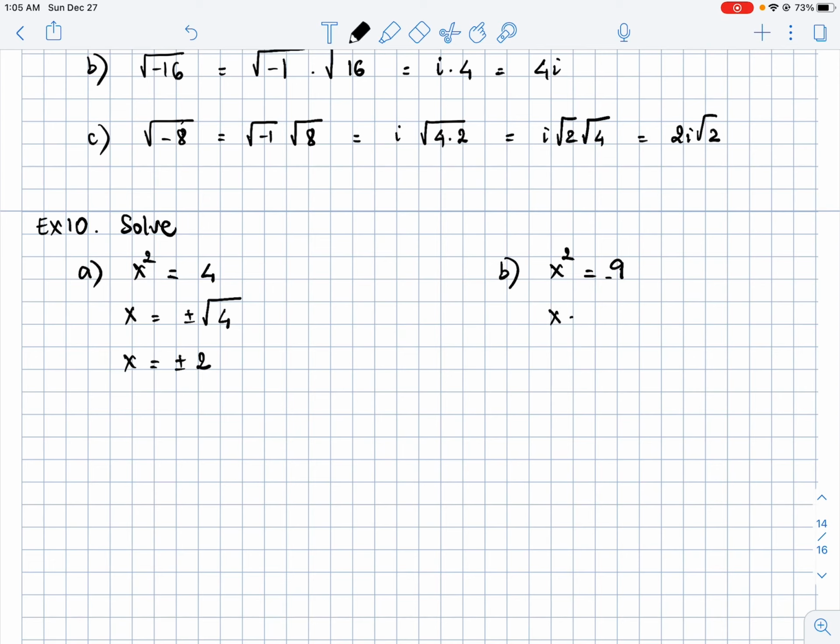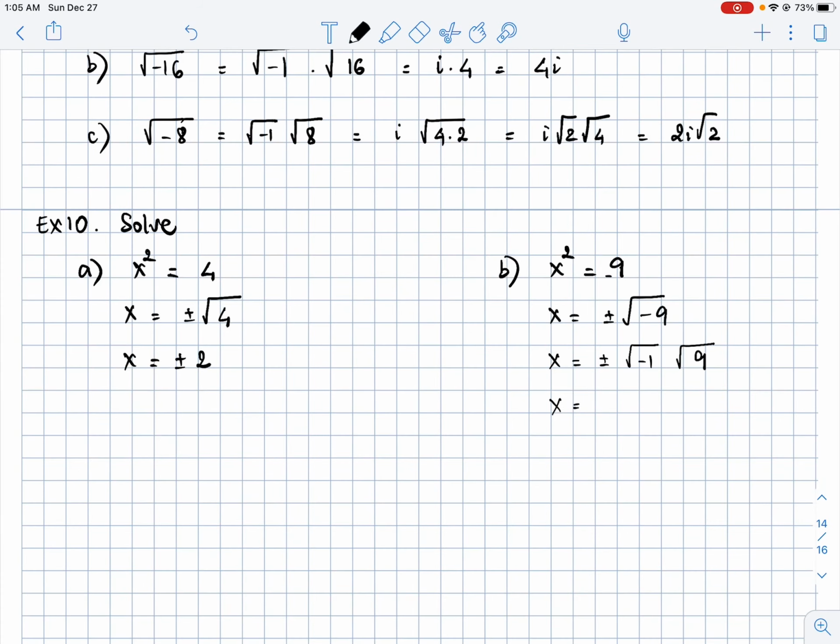In problem B, x equals plus minus square root of -9. When we simplify the square root of a negative number, we will separate a negative and the positive number 9, just like example number 9 above. Square root of -1 is i, and square root of 9 is 3. We can write the answer as plus minus 3i.